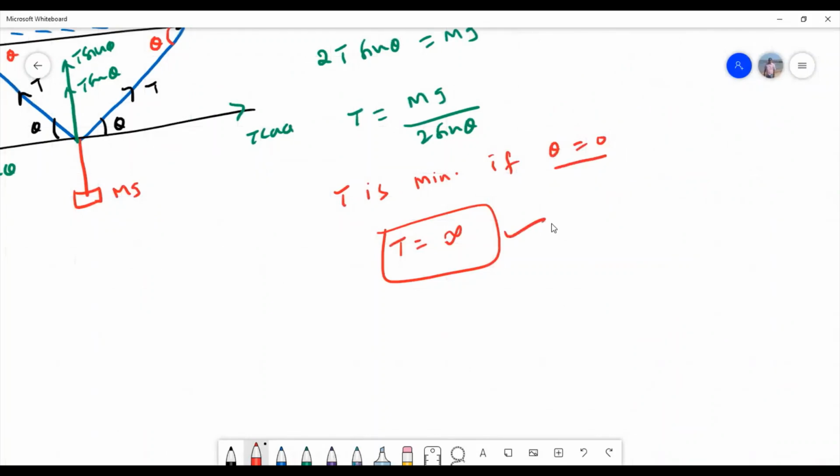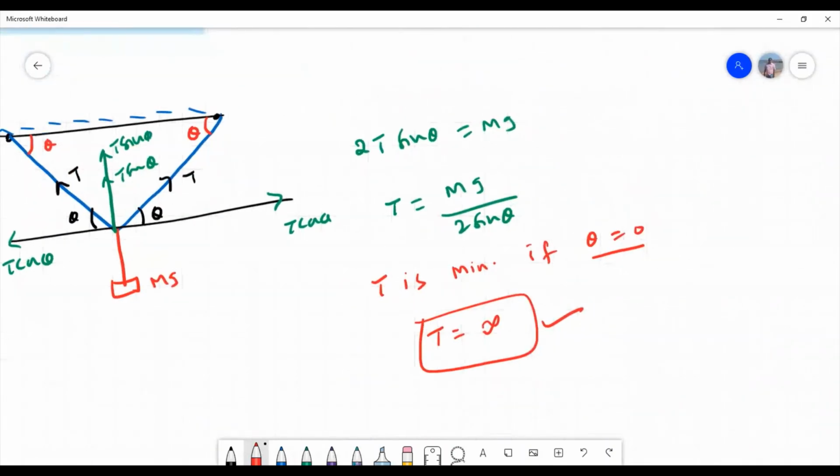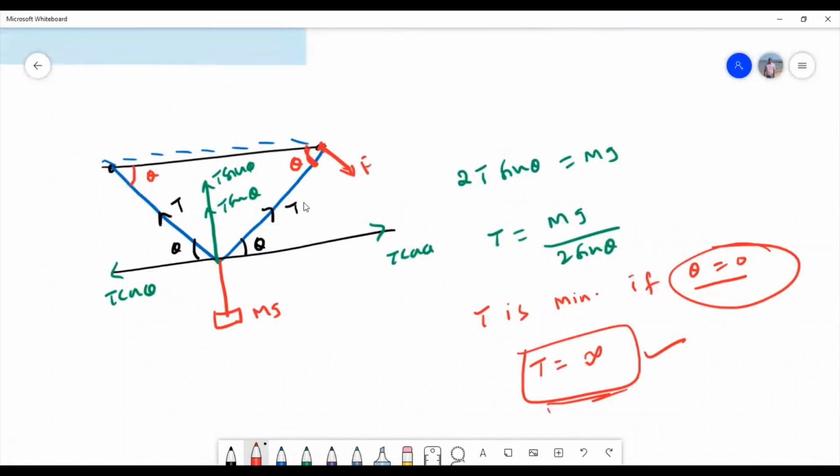By applying any tension, the meaning of this question is that theta becomes 0 when the tension applied is infinity. That means if you just pull the two ends of the rope like this with some force, if you try to decrease the value of theta, how much force do you require? We require infinite force to make theta 0, which is impossible. So the answer for this question is that by applying any amount of tension or any amount of force, we cannot make theta 0.